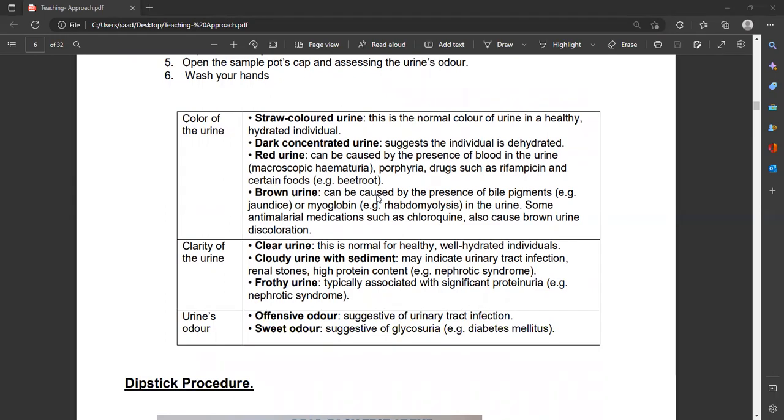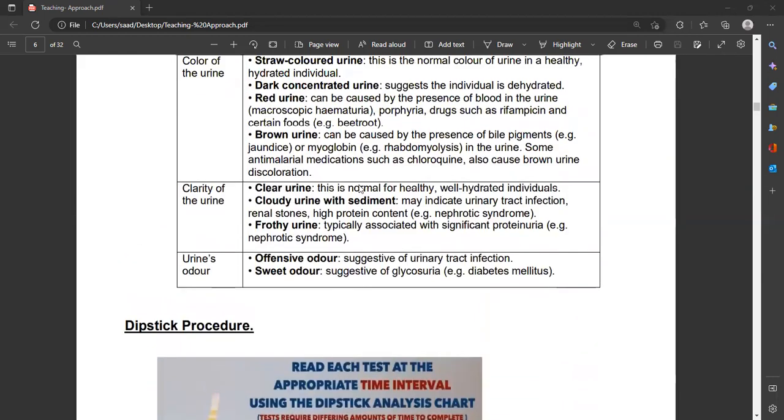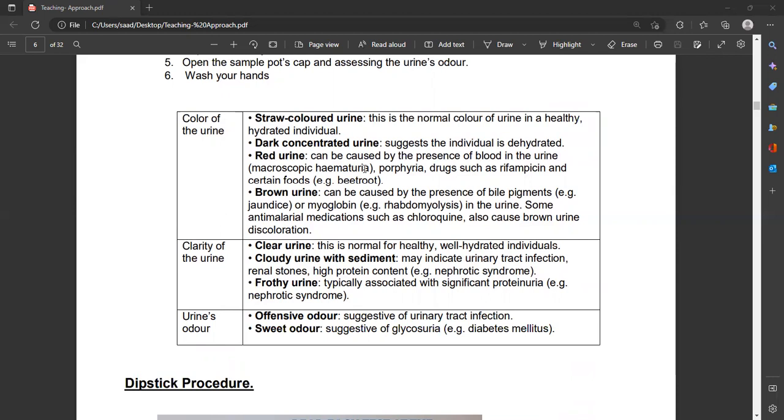If he asks a question, then you have to discuss other colors as well. It's a good question that you have asked about red color. Other than red, there is dark color urine as well, which shows dehydration, and brown color as well. Remember, if he shows interest, discuss it. If he doesn't show interest, just mention color, clarity, and odor. This is just for you to go through so that you have an idea how to tackle that question.